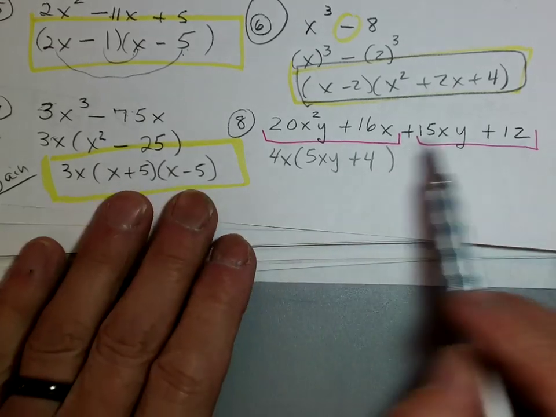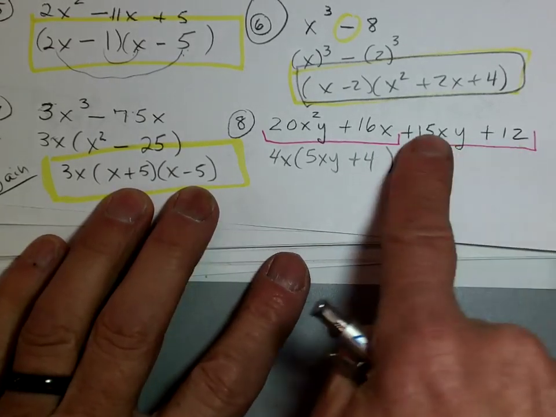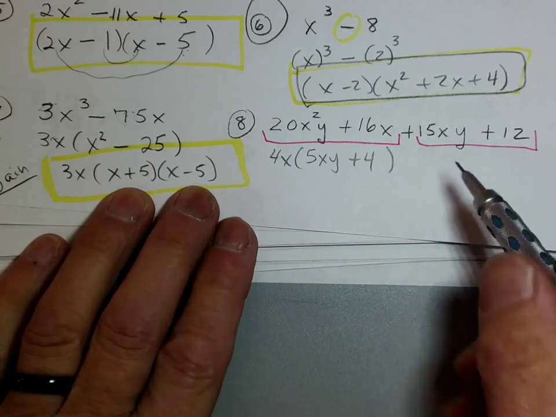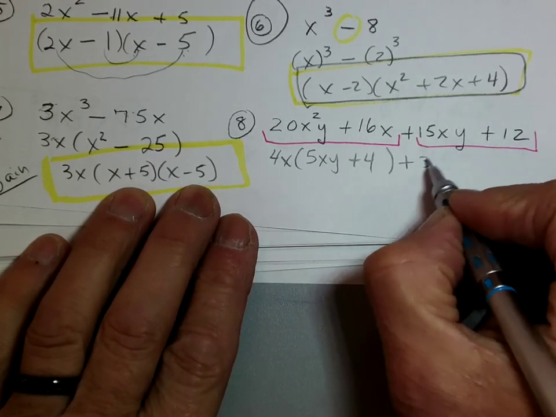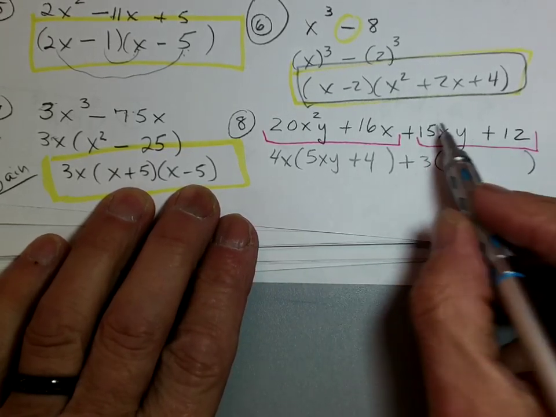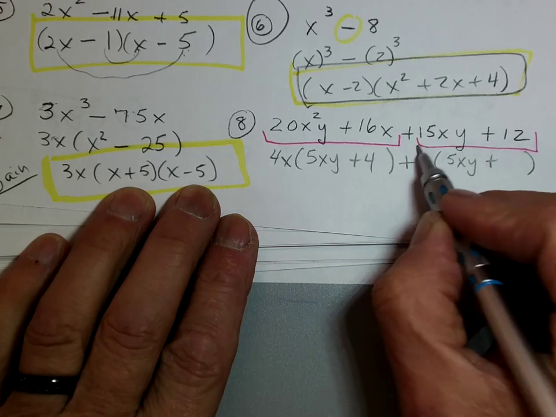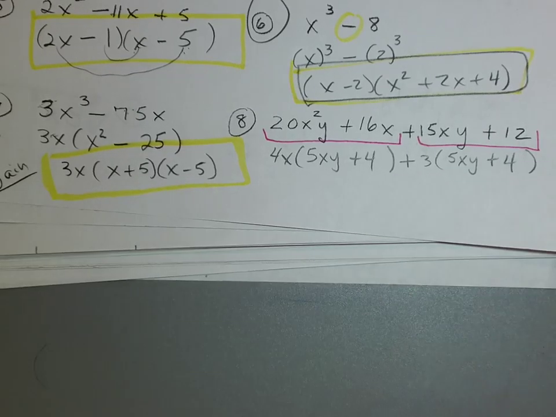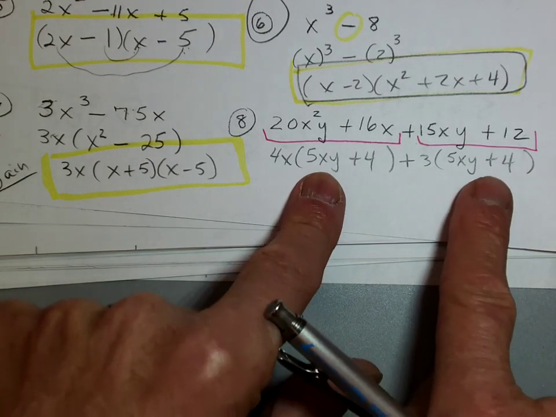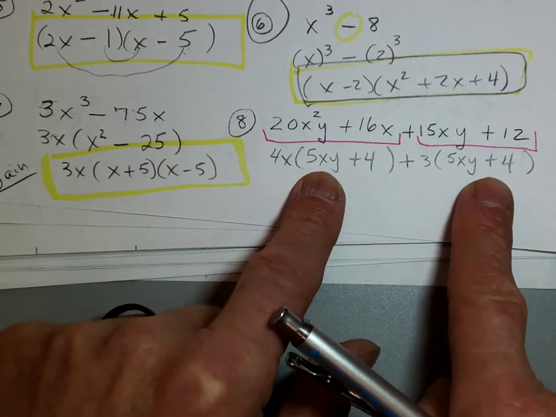Now, my second terms, the only thing they have in common is a multiple of 3. So I'll take out a plus 3. And if I common factor out a 3, I'd be left with a 5xy plus 4. Okay, this is kind of nice because now I can look at the 2 groups, and the 2 groups have something in common. So the 2 groups have a parentheses, 5xy plus 4.